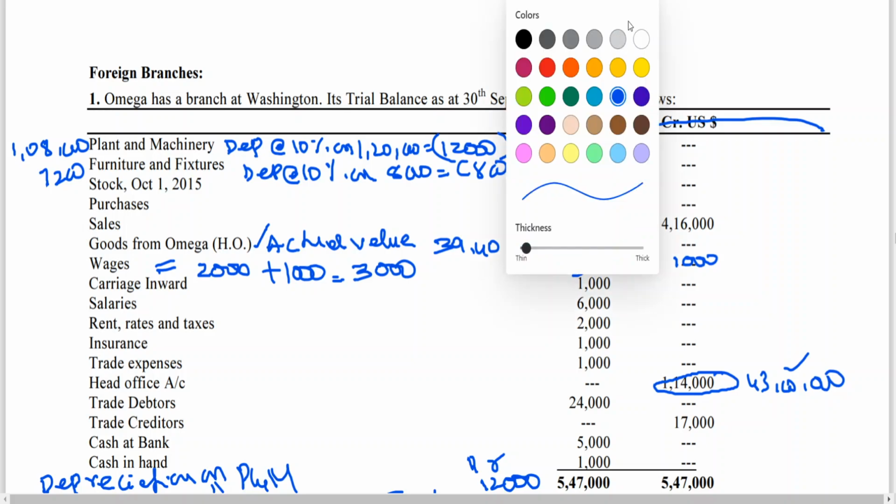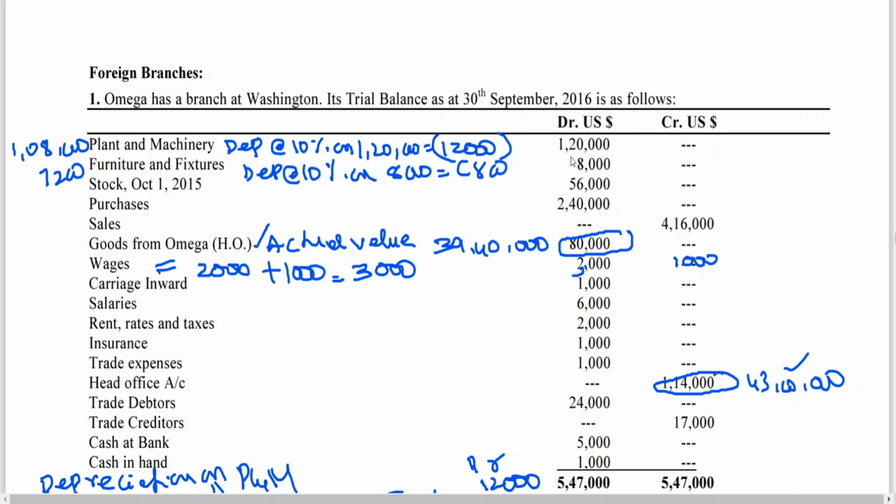I think I'll take the red mark for you to identify. Now plant and machinery actual exchange rate is how much? 49 rupees. So 1,20,000 at 49, that we should take. Furniture and fixtures 49. Now 49 into 1,20,000 minus 12,000, on that you should multiply. 8,000 minus 800, 7,200 at 49. Brackets means subtract. Okay, this is what I have written here.